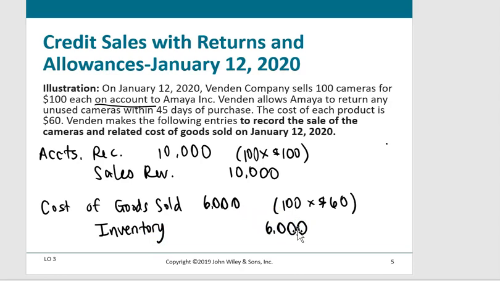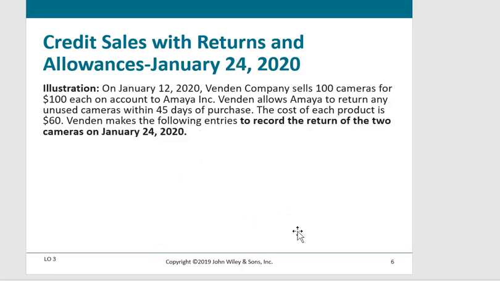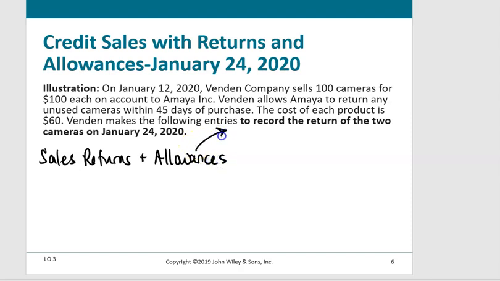Now let's start accounting for the actual return. Let's record the entry for the 2 cameras that were returned on January 24th, 2020. So here's our journal entry on January 24th, 2020. We're going to debit the account sales returns and allowances. We saw this account briefly in Intermediate 1, and what I want to remind you of is that sales returns and allowances is a contra revenue account.